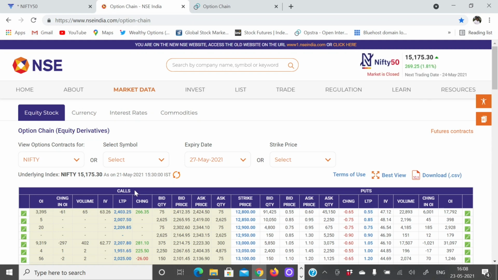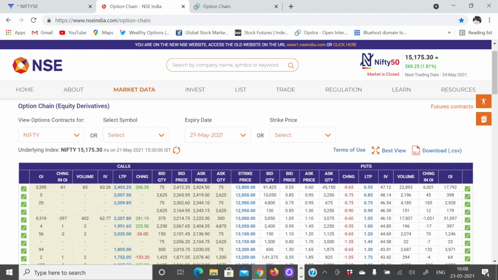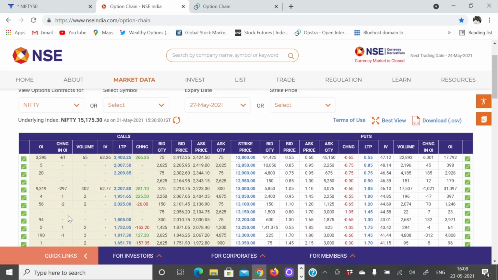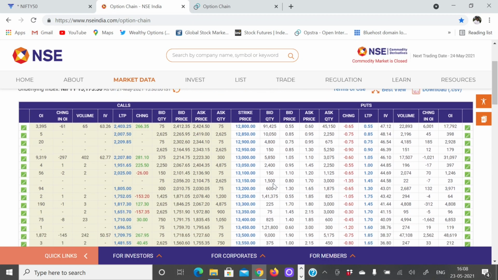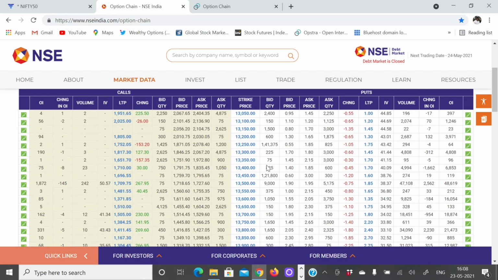And then you could see these calls and puts. All the options you see on the left side are call options. Okay, all the options that you see on the right side are put options. And the first important thing is the strike price. In the center you see this as the strike price. So you can select whatever strike you want to buy or sell the options.